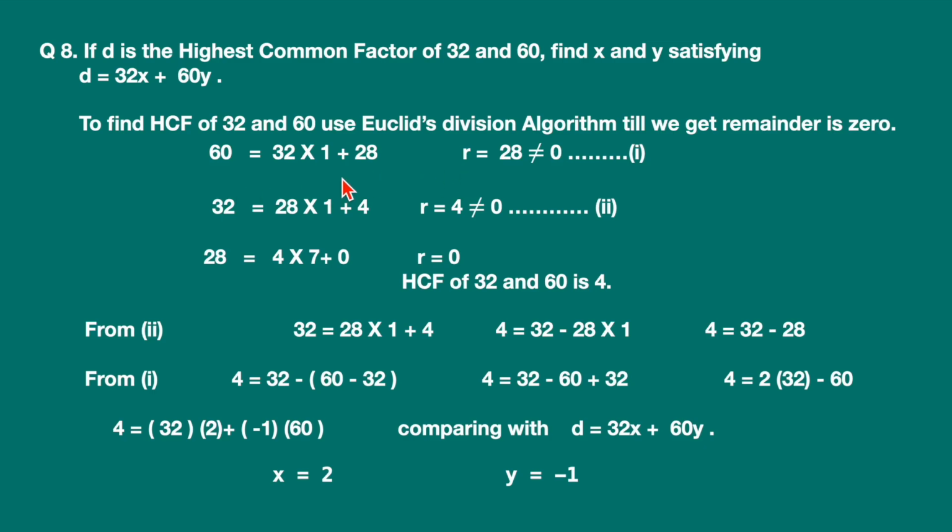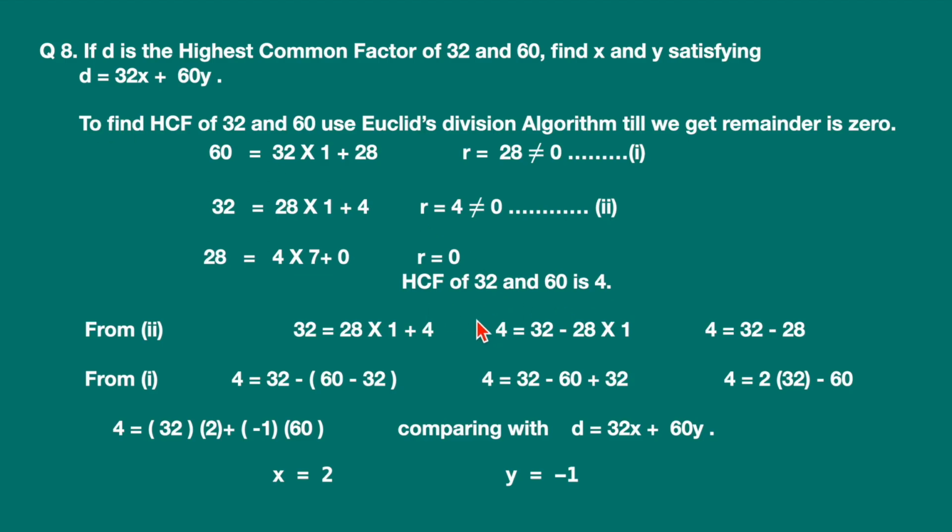Not equal to 0. So 32 is equal to 28 into 1 plus 4. Again 28 is equal to 4 into 7 plus 0. So 4 is the HCF of 32 and 60. So we found the value of HCF, which is the D value. In this formula, D is the highest common factor. So D is equal to 4.